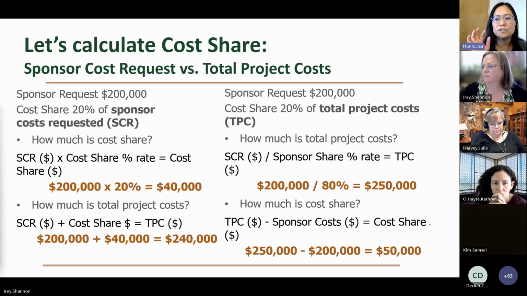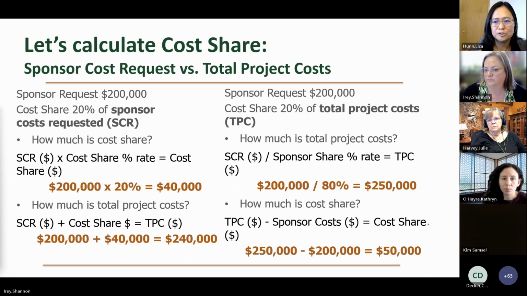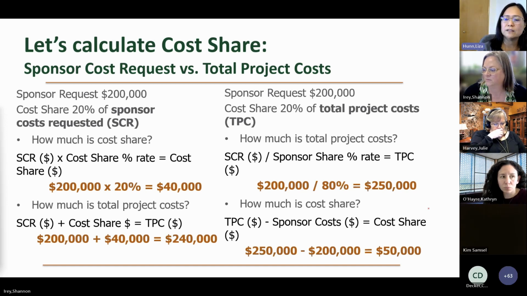If cost share is 20%, that means the sponsor share rate is 80. So sponsor share 80, cost share 20, that's 100%. So you take the sponsor request, and in this case, it's 200,000. You divide it by the sponsor share, which is 80%. Total project costs, 250K. Then you figure out, all right, now that they've got that, how much is cost share? You take your total project costs, you subtract the sponsor costs, you get 50K cost share.